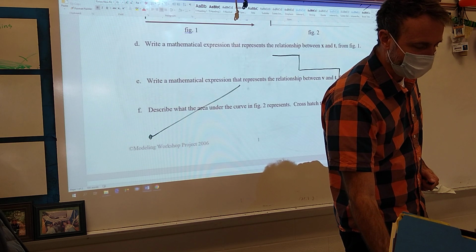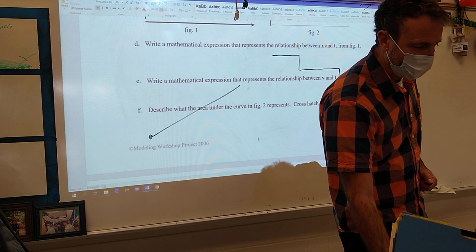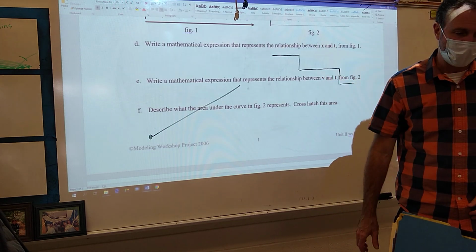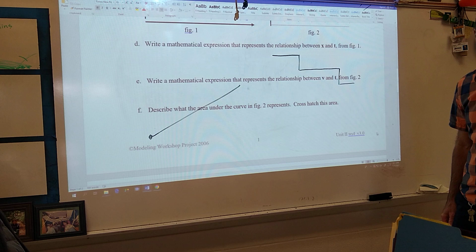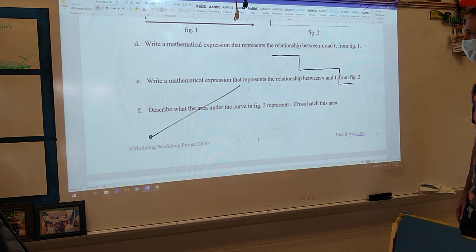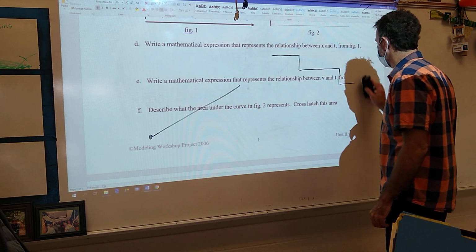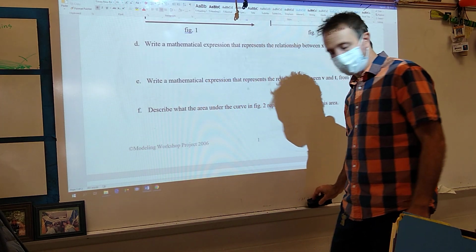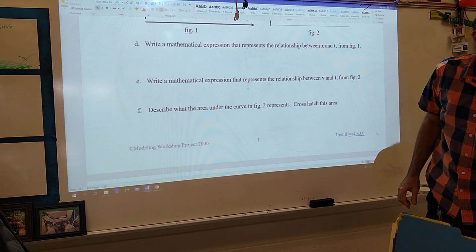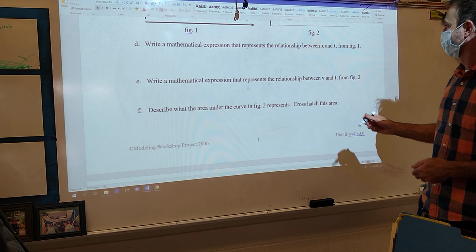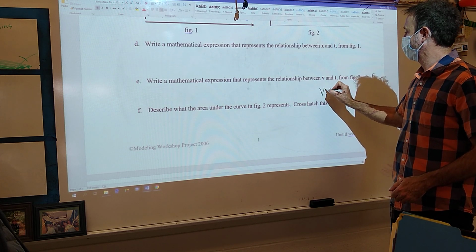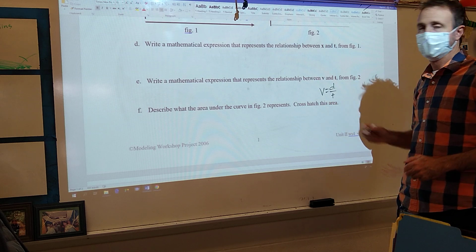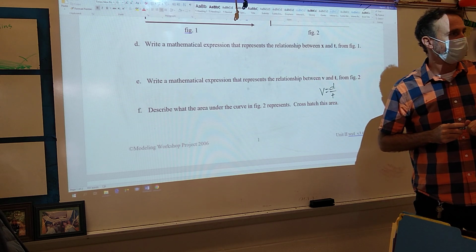Describe the area under the curve. Oh, E. Write a mathematical expression that represents the relationship between V and T. And if that confuses you, you're trying too hard. How about this? Velocity is equal to distance divided by time. That's all they're looking for.